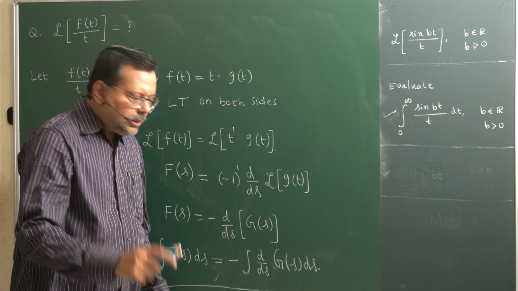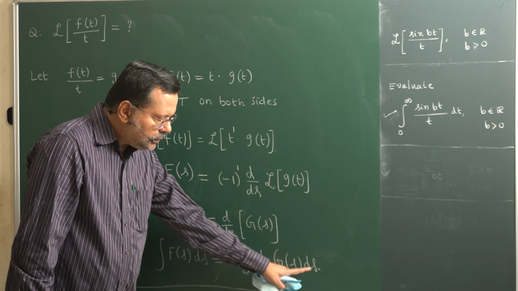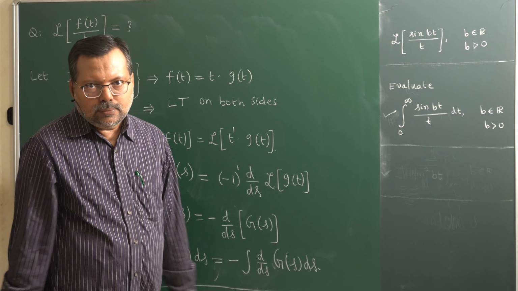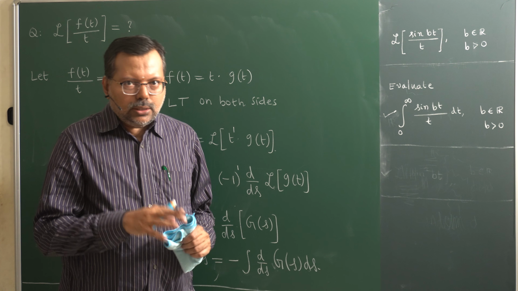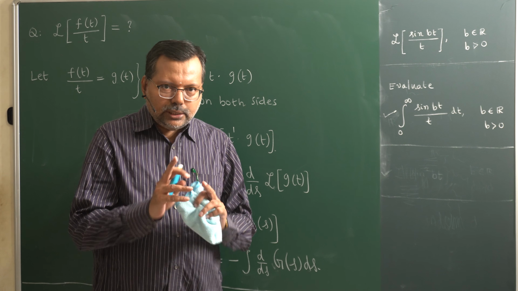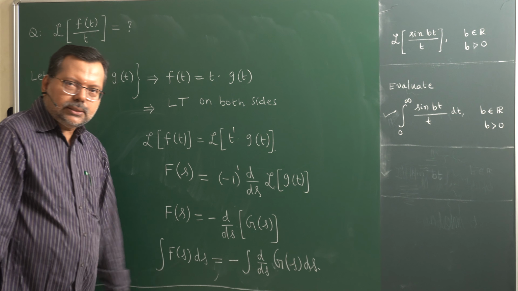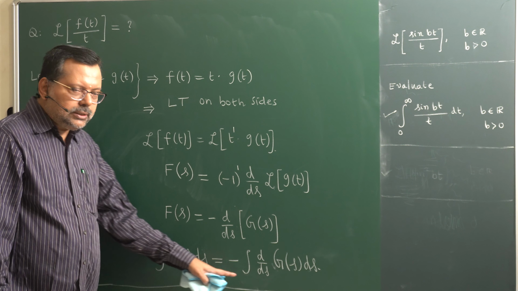There is an important point here. Differentiation is with respect to s. Integration is with respect to s. Then only it will cancel. You should not use different variables. Differentiation with respect to s means integration should also be with respect to s only. Only then this will be cancelled. Okay, that's all about it, and then we can try to simplify this a little bit.